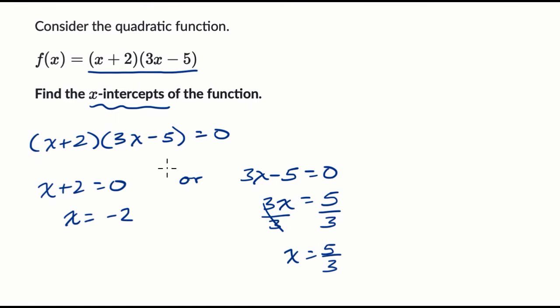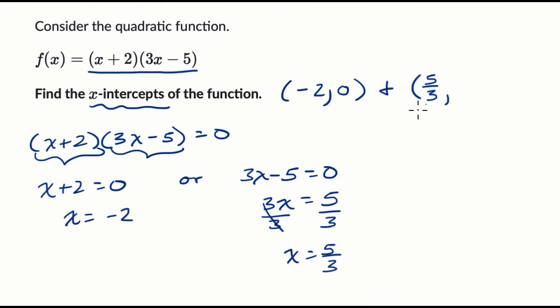So if x is equal to 5/3, it makes this part of the expression equal to 0. It will make the whole thing equal to 0. And if x equals negative 2, it makes this part of the expression equal to 0 and makes the whole thing 0. So the two coordinates where I'm intersecting the x-axis, it's going to be negative 2, and of course the y-coordinate is going to be 0, and x could be 5/3, and of course in that scenario as well, the y-coordinate is going to be 0.